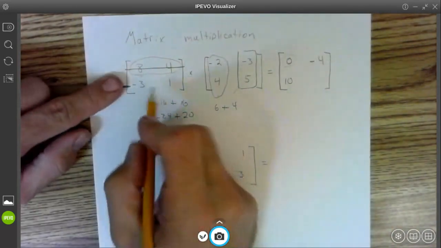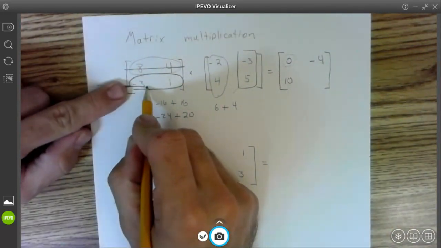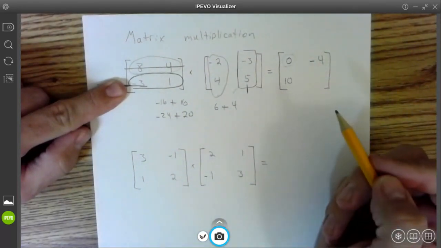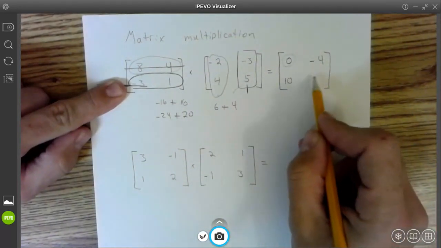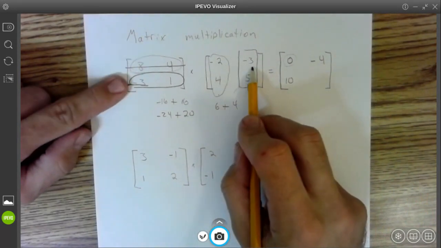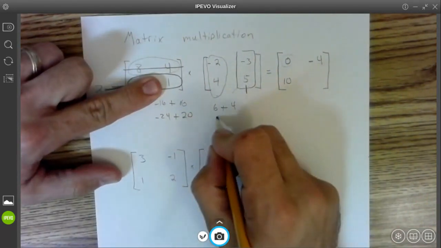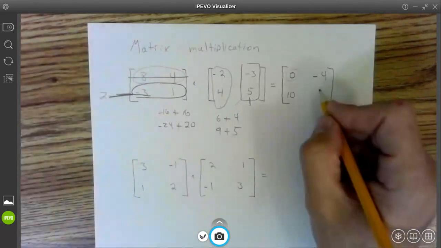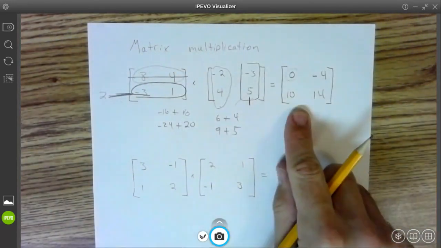Last one to do is row 2, column 2. That's going to give us row 2, column 2. So you're going to get positive 9, positive 5, so positive 14. And that's our answer.